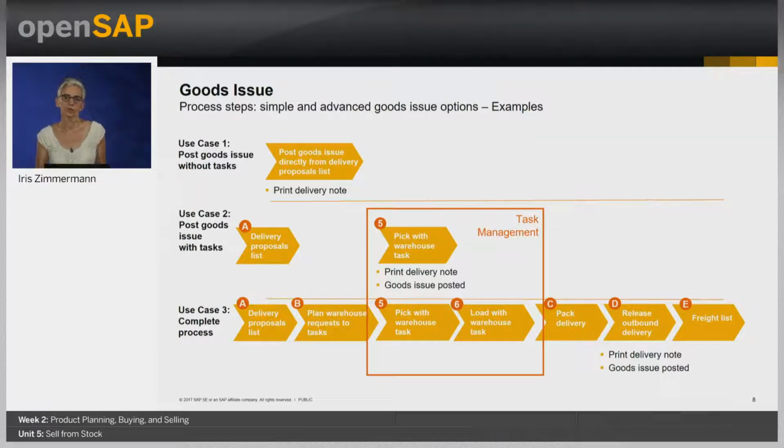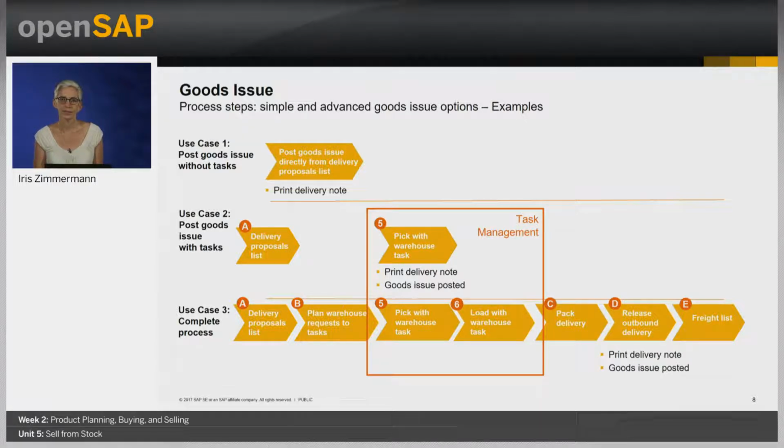Also for the goods issue process, we prepared 3 examples on process use case. The first use case shows the minimum steps to perform the goods issue. You initiate it directly from the delivery proposals list without tasks. The system creates the corresponding outbound delivery document.